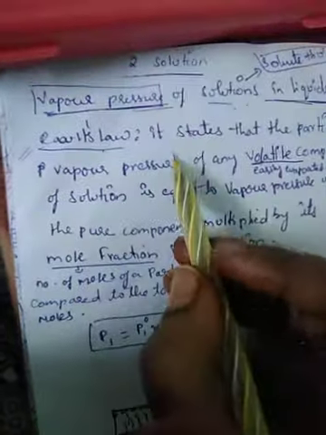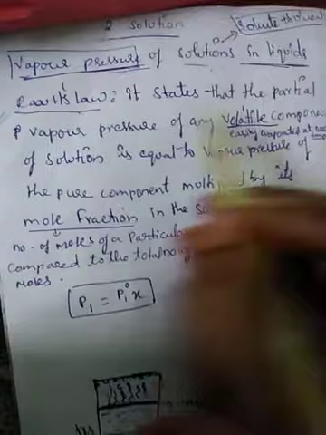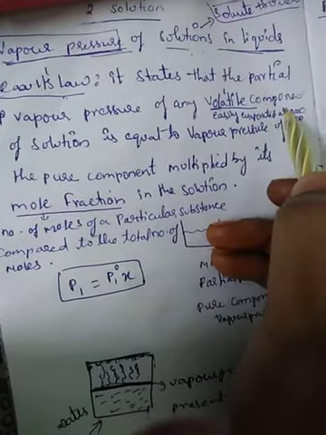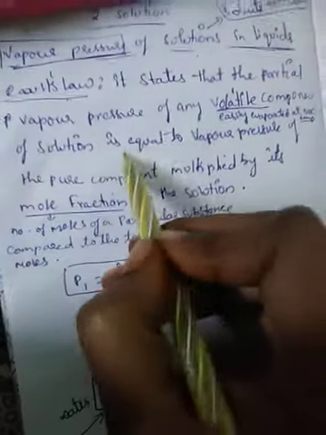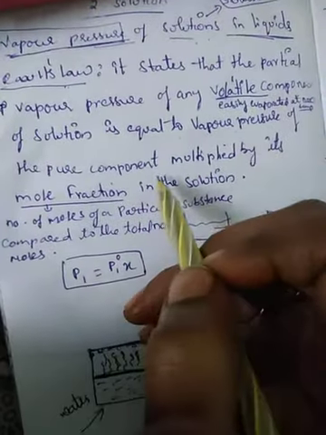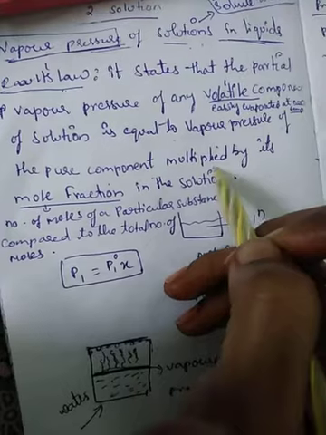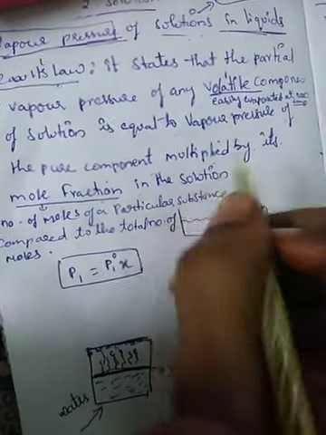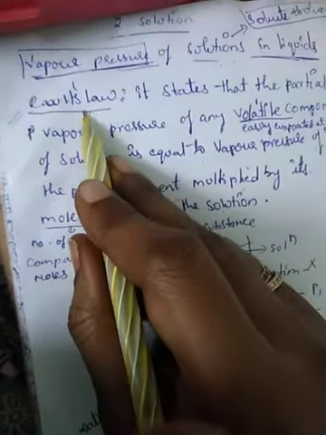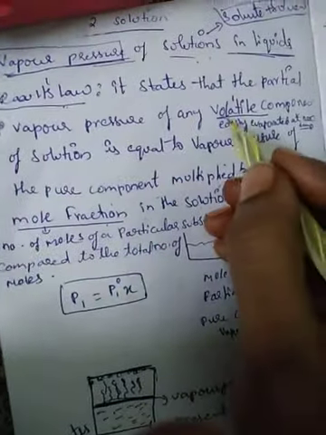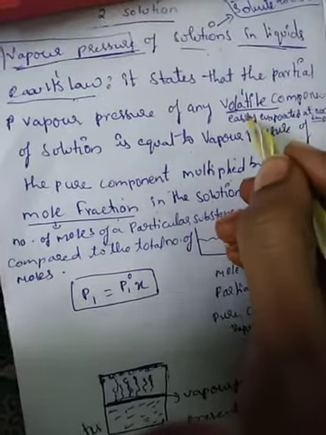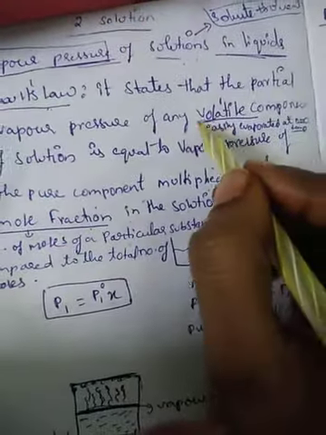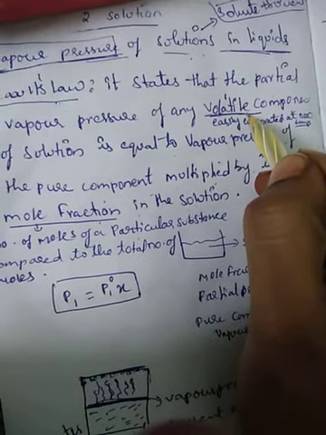Raoult's law states that the partial vapor pressure of any volatile component of a solution is equal to the vapor pressure of the pure component multiplied by its mole fraction in the solution. So this is the definition of Raoult's law. Before that, let us see some of the terms mentioned here. One of the terms is volatile component.